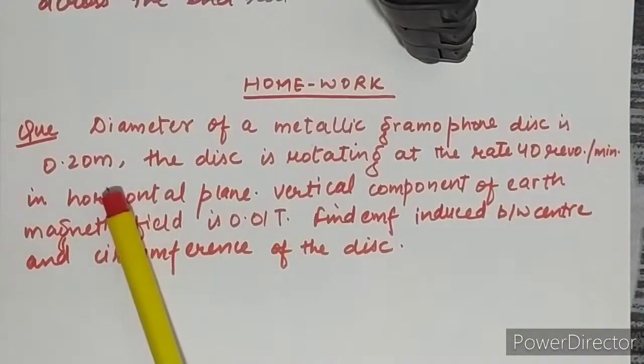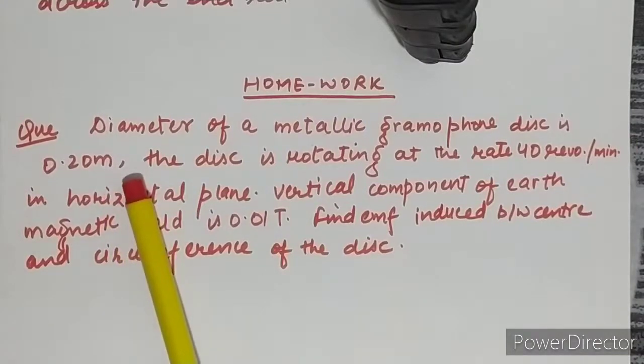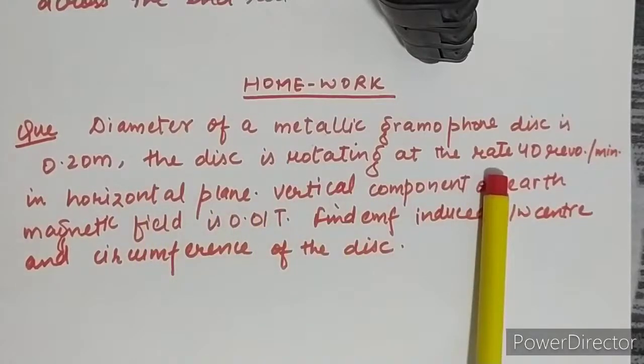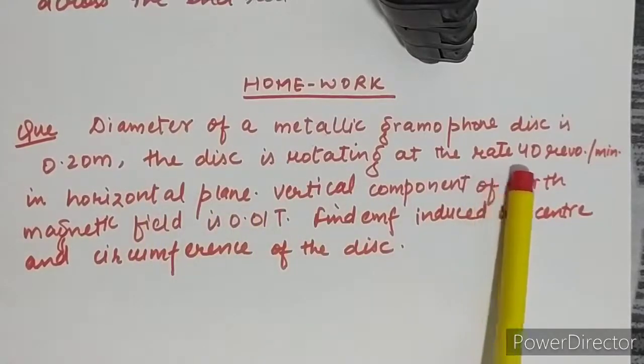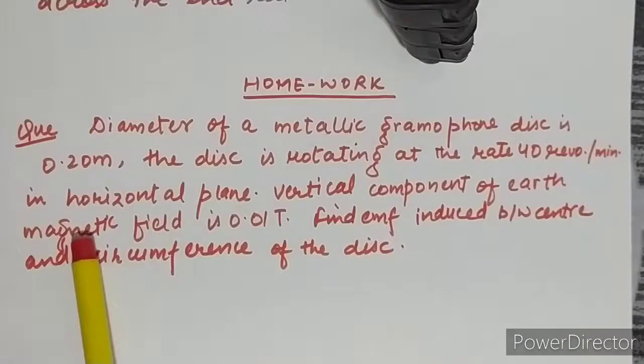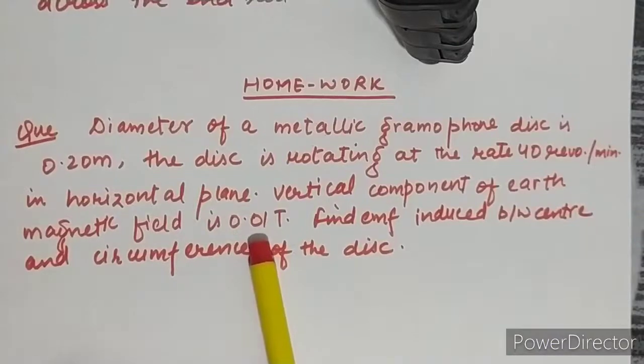Okay. The diameter has been given, which is 0.20 meter. So you need the value of radius, so you have to make its value half. Okay, and the frequency has been given, that is 40 revolutions per minute. So you have to convert it into seconds, so 40 upon 60. Clear? And the horizontal plane and the vertical component of the magnetic field, the value given in the question, is 0.01 Tesla.